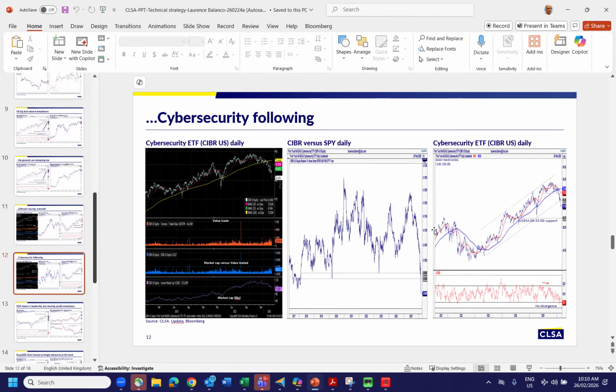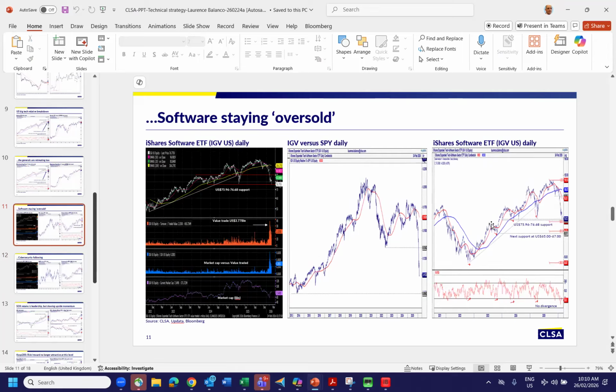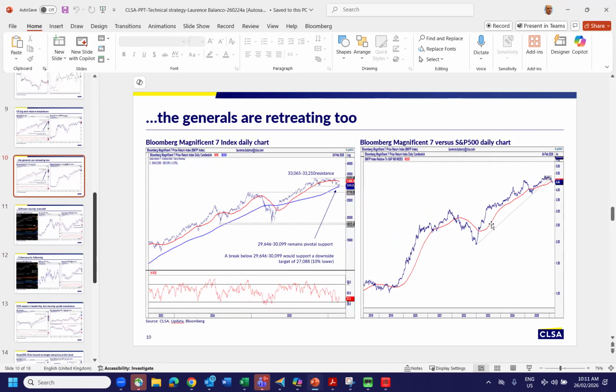So back to the Mag 7, you're saying that right now it could break down, right? Yeah, you've broken down already in relative terms. The absolute chart looks like a topping pattern. The confirmation of that would be a break below the November 2025 lows and the 200-day moving average.